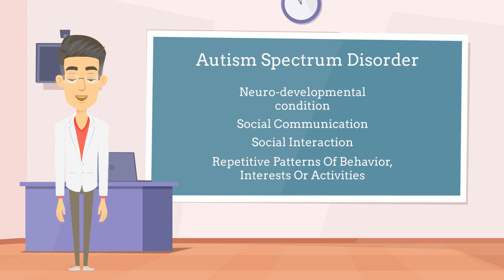The term spectrum in autism acknowledges the wide range of symptoms, abilities, and challenges that individuals with autism can experience. Neurodevelopmental conditions, including autism, are related to atypical brain development that occurs during prenatal development, infancy, or early childhood. They are not the result of individual choices, parenting styles, or environmental factors.